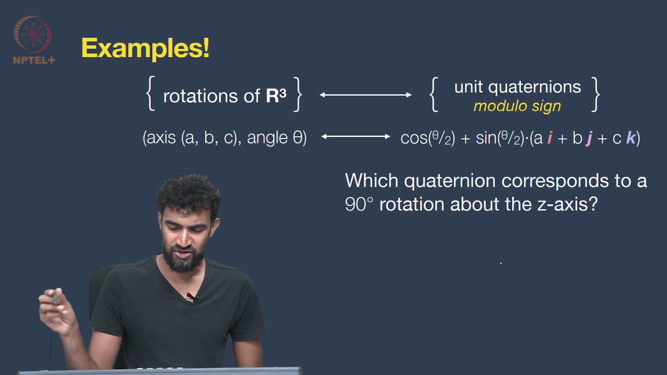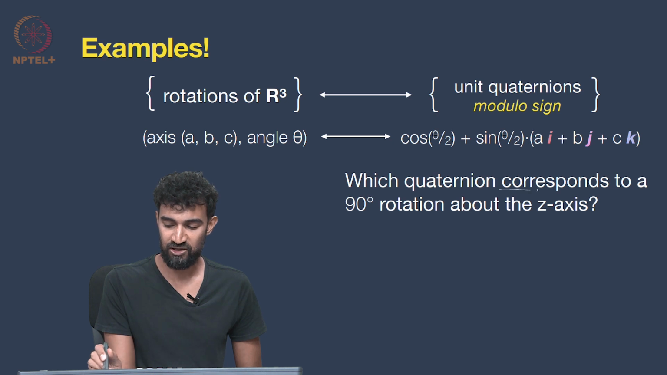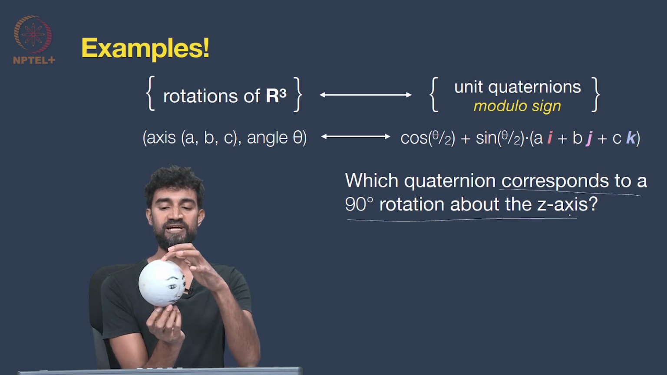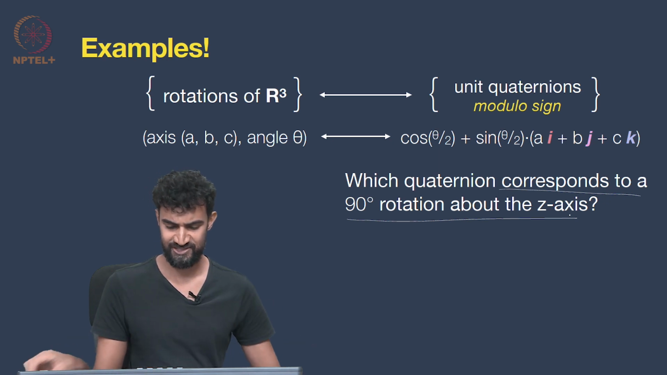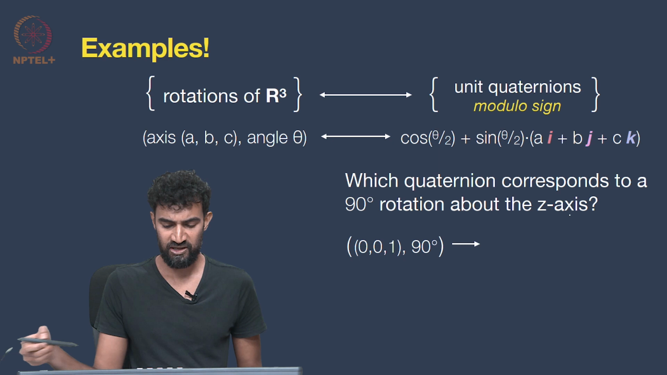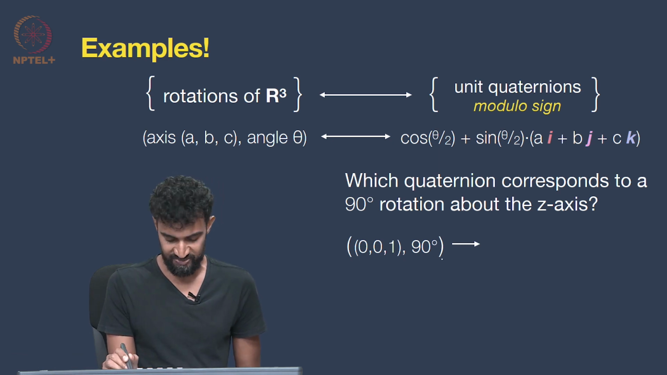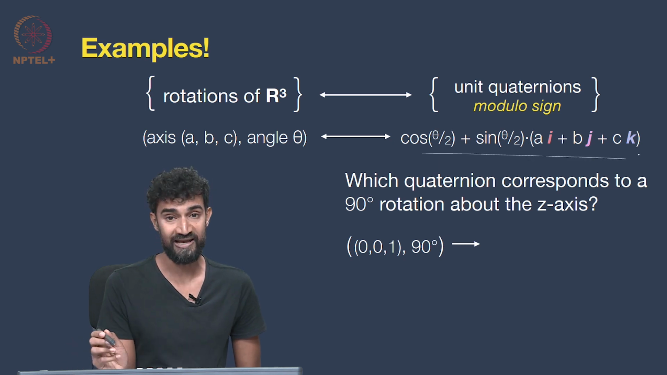So let's try something a little more challenging. Which quaternion corresponds to a 90-degree rotation about the z-axis? I'm now no longer looking at 180 degrees. I'm now looking at just 90 degrees about the z-axis. Which quaternion gives us that 90-degree rotation? Well, the z-axis is 0, 0, 1. 90 degrees is my angle. So just using the bijection, using the formula, what do I get?